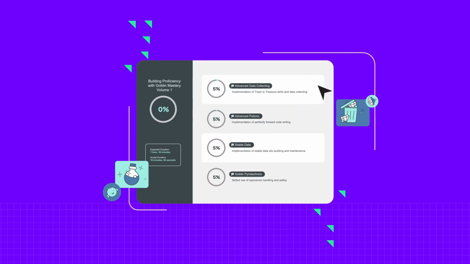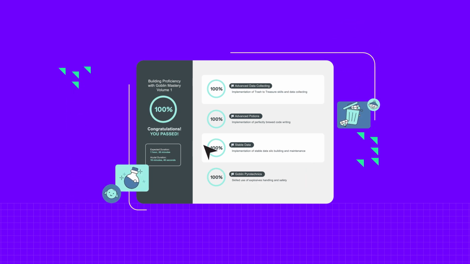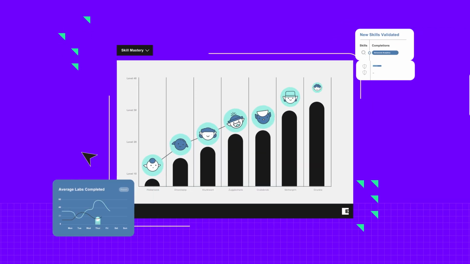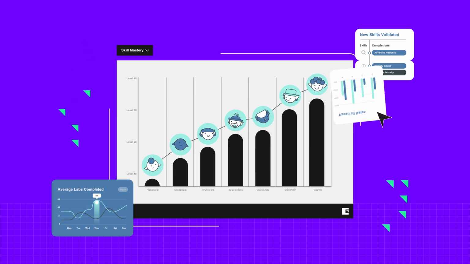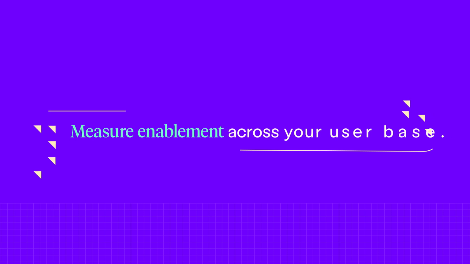Once a lab is complete, Skillable generates a detailed performance report that captures what users have accomplished, providing insights into each learner's progress and clear evidence of skill growth, helping you measure enablement across your user base.